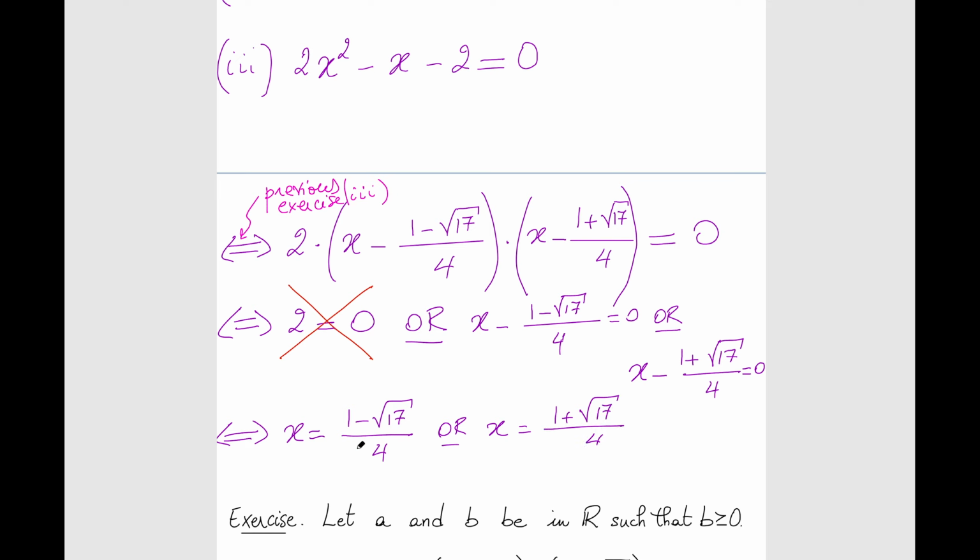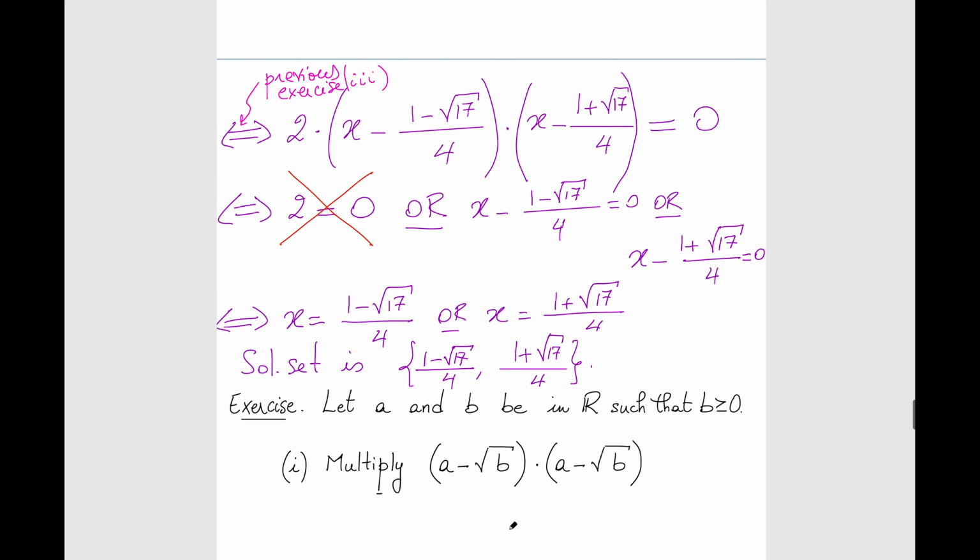Okay, so if you replace x by any of these two in here, that's the same x, right? If you replace this x by any of these two, you get that this expression is 0. So the solution set is just the doubleton, the set consisting of just these two guys: 1 minus square root of 17 over 4, and 1 plus square root of 17 over 4. All right, let's keep going.